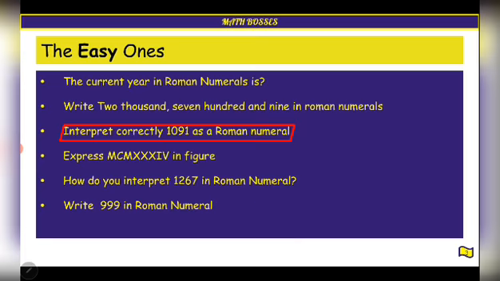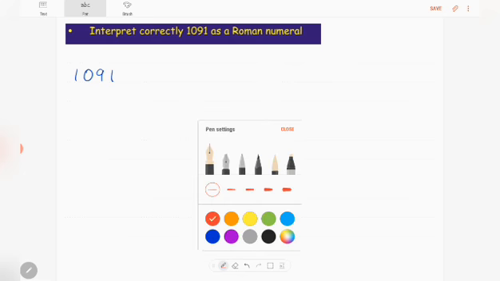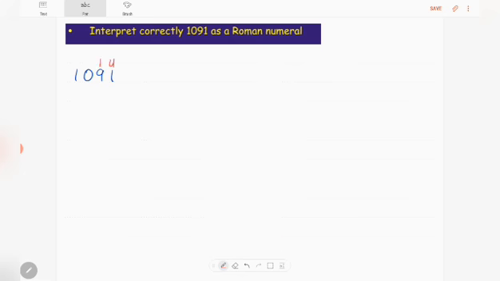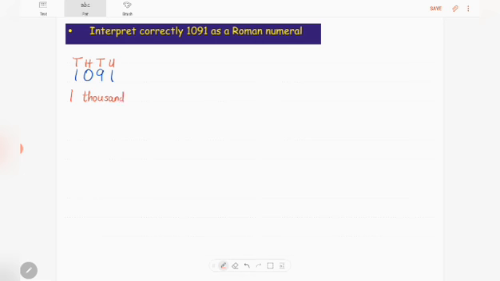Now the third question says that we should interpret correctly 1091 as a Roman numeral. Let's look at that. Now to correctly interpret 1091 as a Roman numeral, we also have to know the weight attached to each digit. So we know that from the right we have units, moving to the left tens, hundreds, and thousands. So this is the same as having 1000, then 0 hundreds, which has no meaning, 9 tens, and 1 unit.